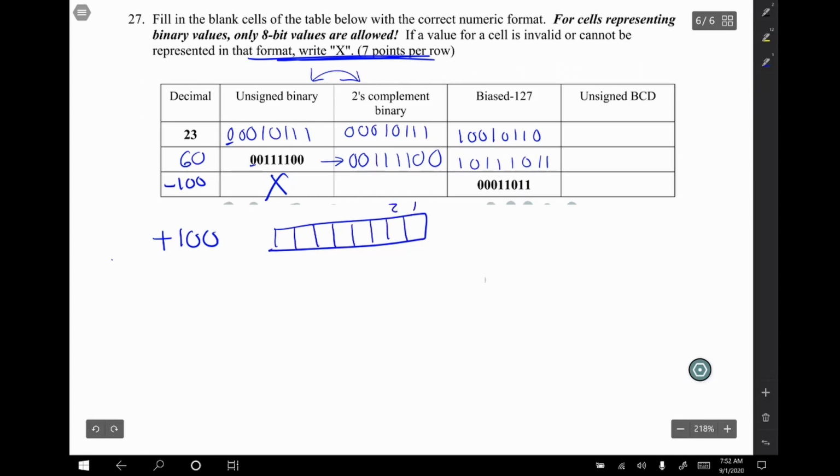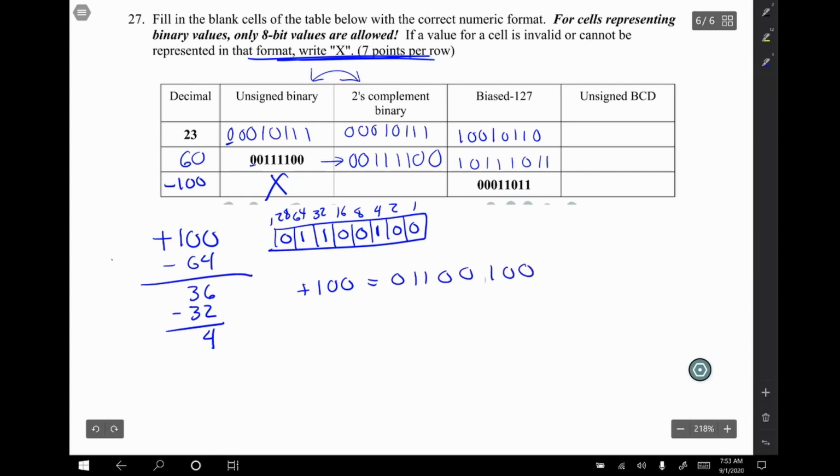So there's the ones place, the twos place, the 4, 8, 16, 32, 64, 128. So 100 has a 64 in it. So we put a 1 in the 64 position, a 0 in the 128 position, and we get 36. That has a 32 in it, so we pull a 32 out. That leaves us with 4. So there's no 16, no 8, but there is a 4. There's no 2 and no 1. So positive 100 is equal to 0, 1, 1, 0, 0, 1, 0, 0.